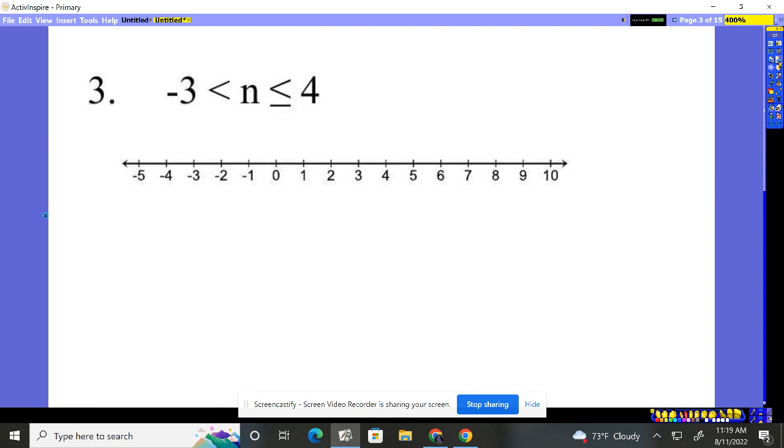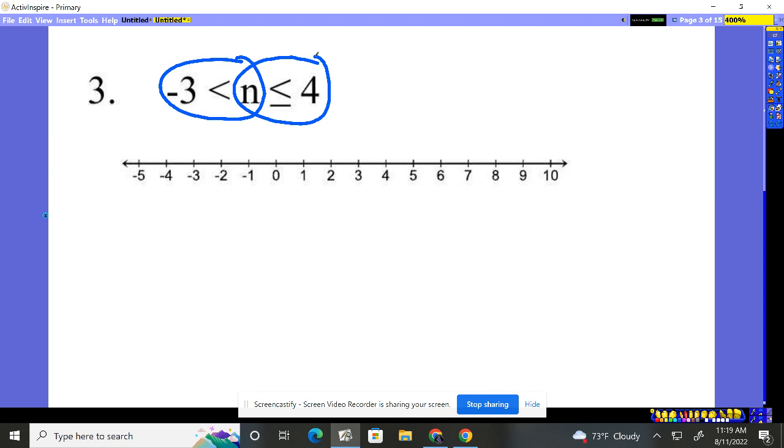Number 3, this situation is an and. It's basically saying you need n to be bigger than -3, and at the same time, I need it to be what? Less than or equal to 4. It's basically saying n is between -3 and 4. So you could graph the two like we did on problem 1, but this is just easy to look at and say, hey, n is between -3 and 4.